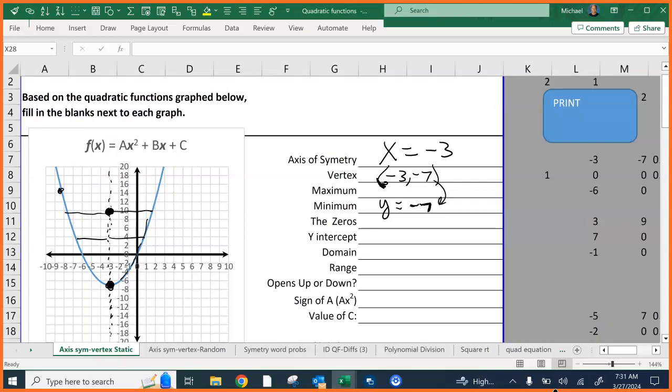So a maximum, if it was one of these, would be the top point, like the peak. It'd be like rising up the roller coaster and then coming back down. So this one doesn't have a maximum, so you can just put NA for the answer. If it didn't have a minimum, you put NA for the minimum. All right, any questions about that? Next, the zeros. What does that mean? Zeros are when the y is equal to 0.